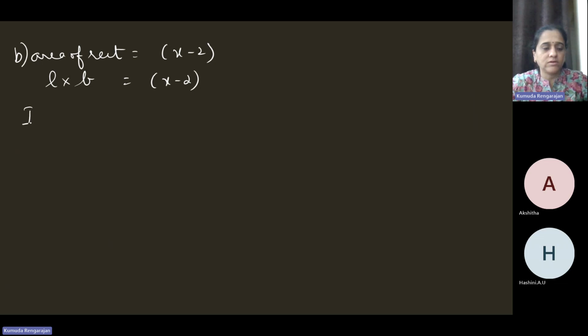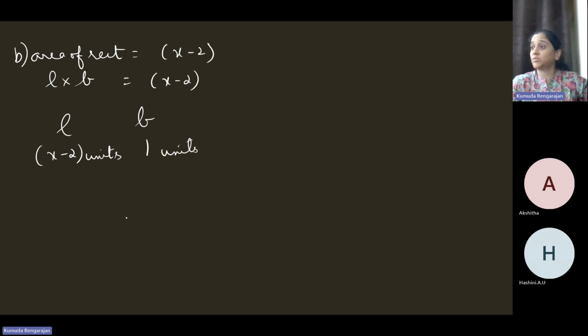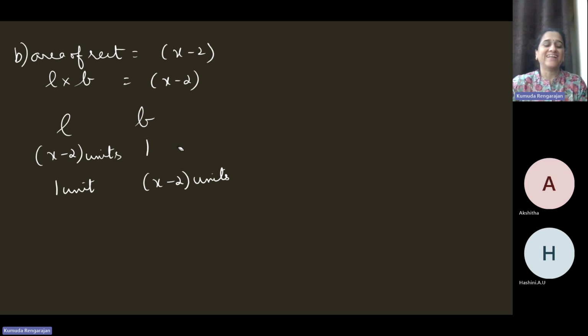Just make a table like this, length and breadth. If length is X minus 2, then breadth has to be 1 unit only. If length is X minus 2 units, then breadth is 1 unit because L into B should give you that area, X minus 2. If breadth is 1 unit, then the length is X minus 2 units. This is the answer.